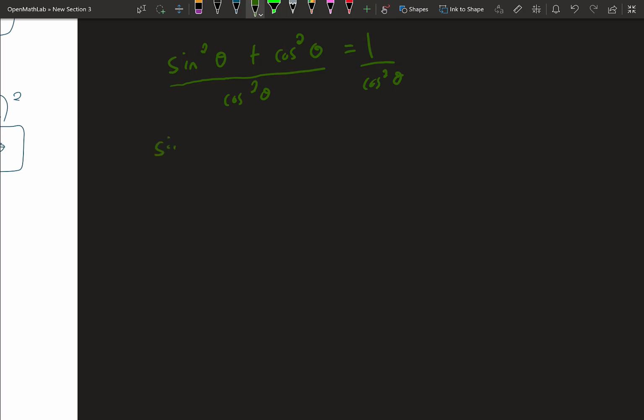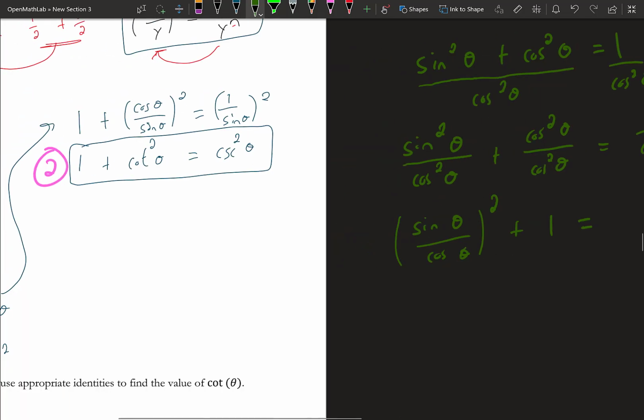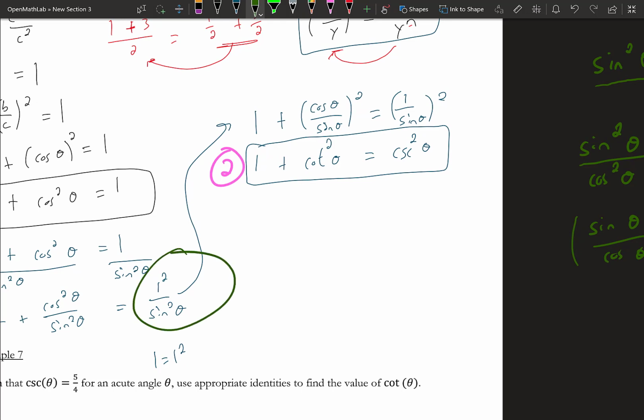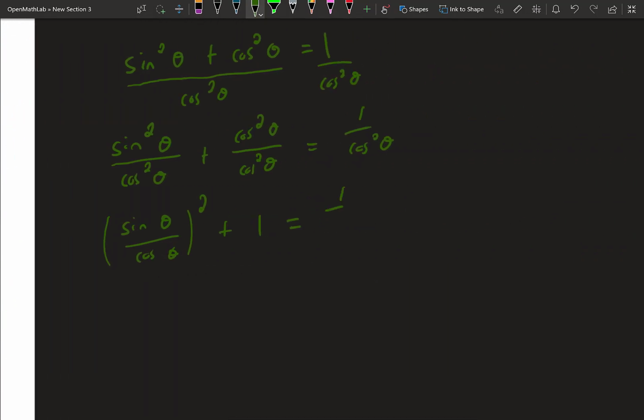So then this would become sine squared theta divided by cosine squared theta plus cosine squared theta divided by cosine squared theta equals 1 divided by cosine squared theta. So I can rewrite this as sine theta over cosine theta quantity squared, using that exponent rule. Cosine squared theta divided by cosine squared theta is 1. And then same rationale as what we did right here, I can rewrite this as 1 divided by cosine theta quantity squared.